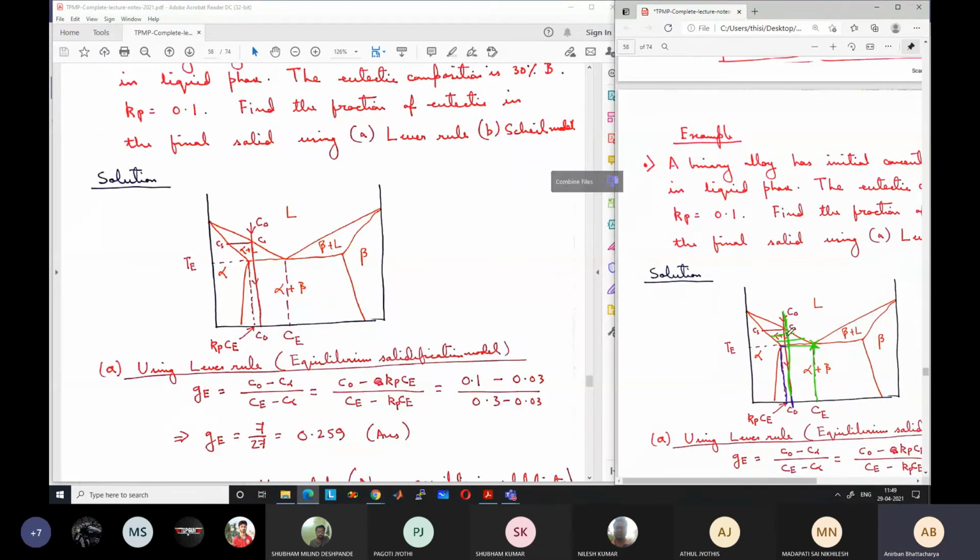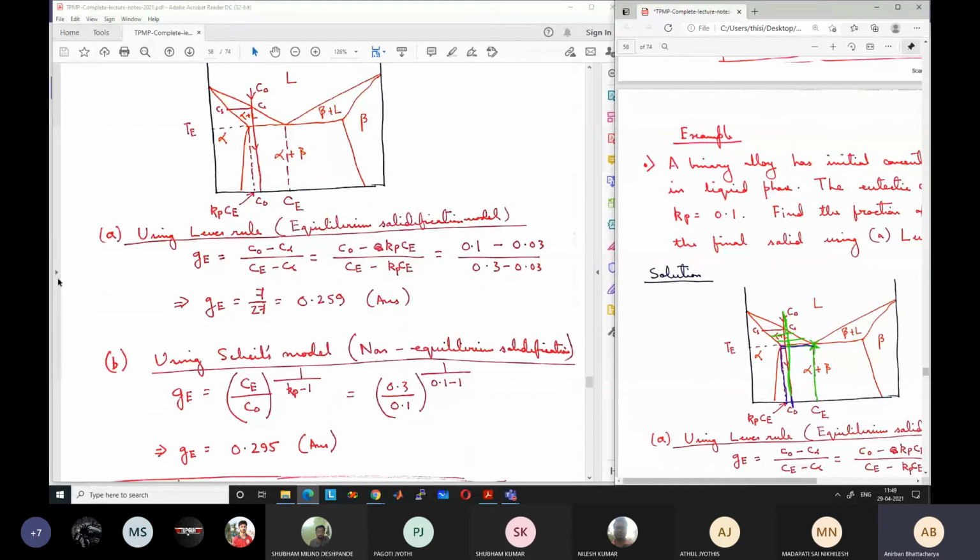Using just the simple Lever rule that we studied in the previous class, the opposite length divided by the total length will give you the volume fraction. If somebody asks you to find the volume fraction of alpha, you can easily find it by this length, C minus C0 by C minus C alpha. Like this we can find the volume fraction, and we will find that it is 0.741.